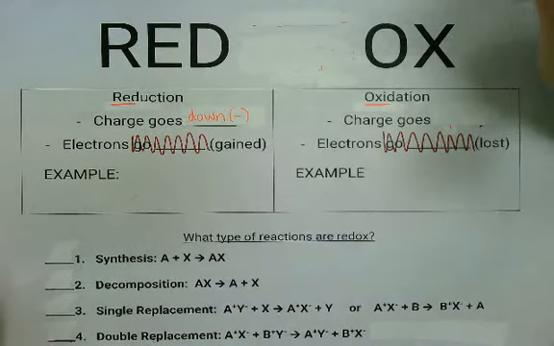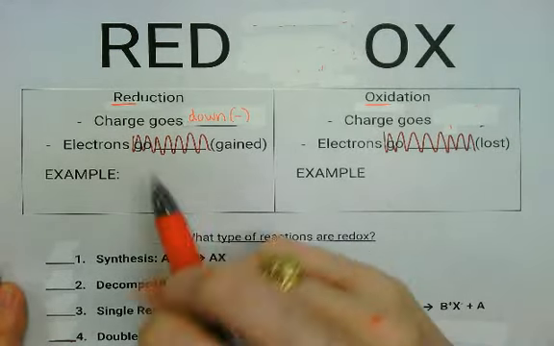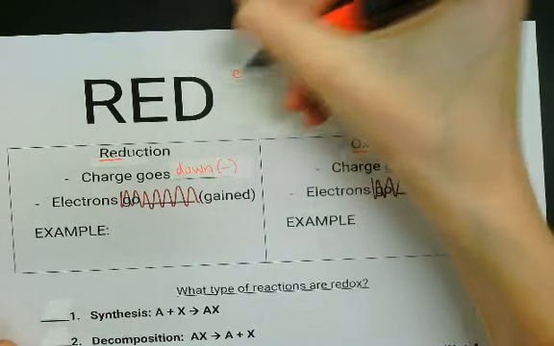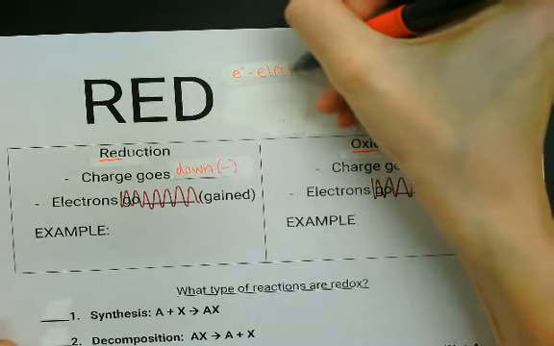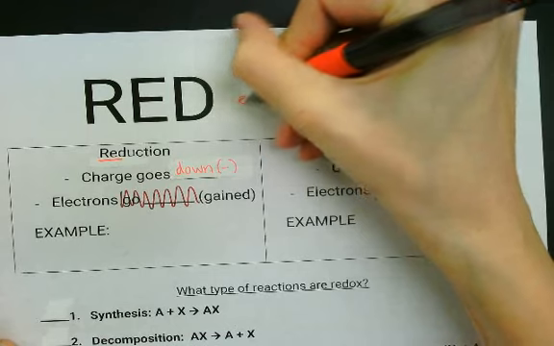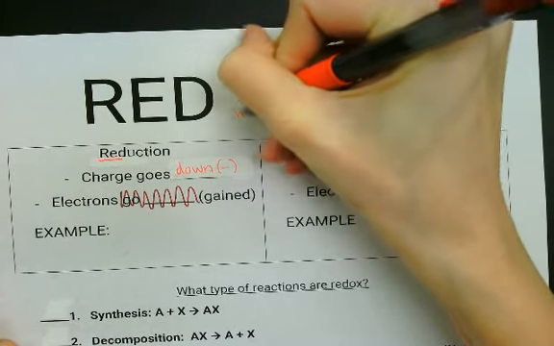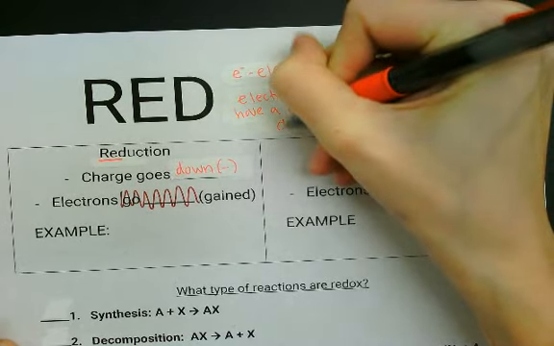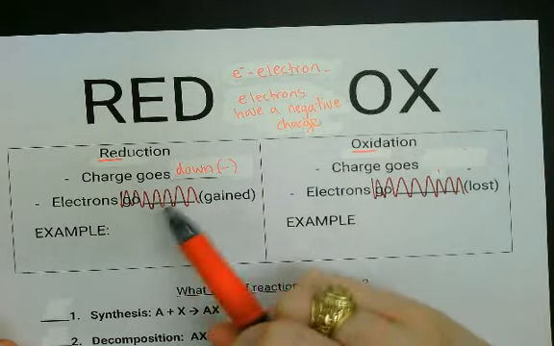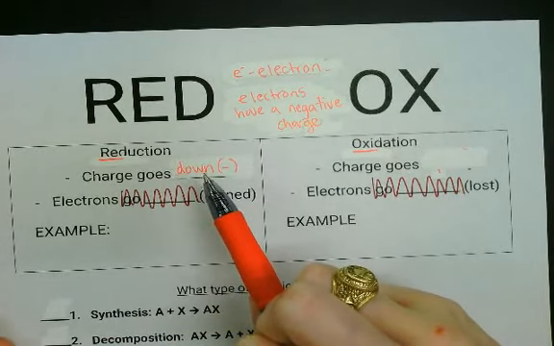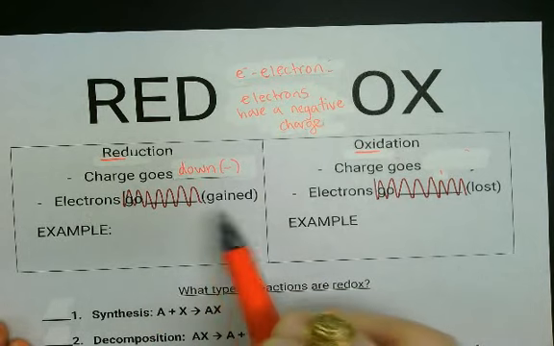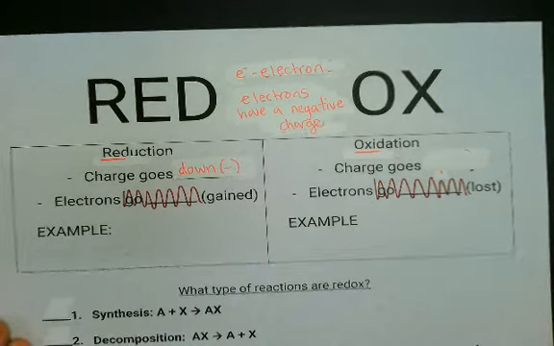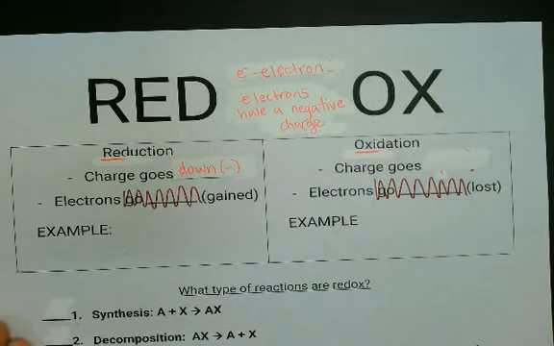So an element's charge is going to go down, and it's going to go down because it is gaining electrons. So at this point, it is useful to remember that electrons have a negative charge. So if we are talking about reduction and charge going down, the charge is going down because we are gaining electrons. And since electrons have a negative charge, when we gain those negative particles, we are going to reduce our charge.